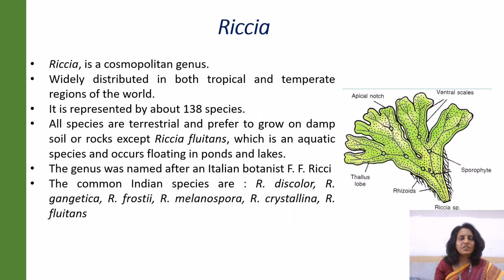There are over 138 species of Riccia which are distributed in both the tropical and temperate regions of the world. While most of the species are terrestrial in habitat, Riccia fluitans is an aquatic species which is found floating in ponds and lakes. The most common species of Riccia found in India are Riccia discolor, Riccia gangetica, Riccia frostii, and so on. The name Riccia comes from the Italian botanist Ricci.